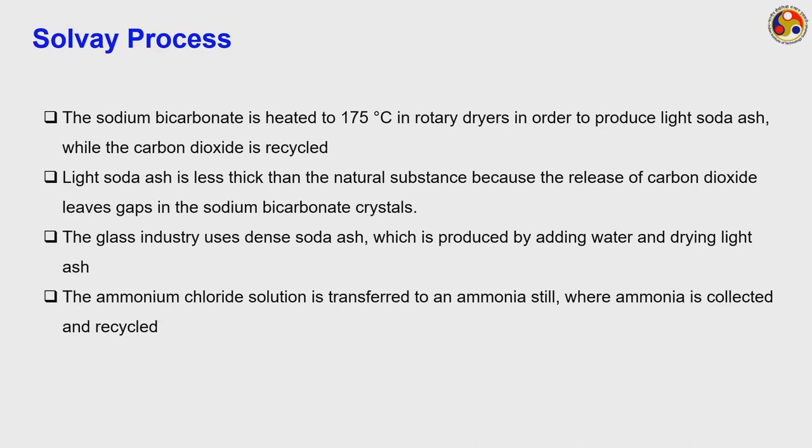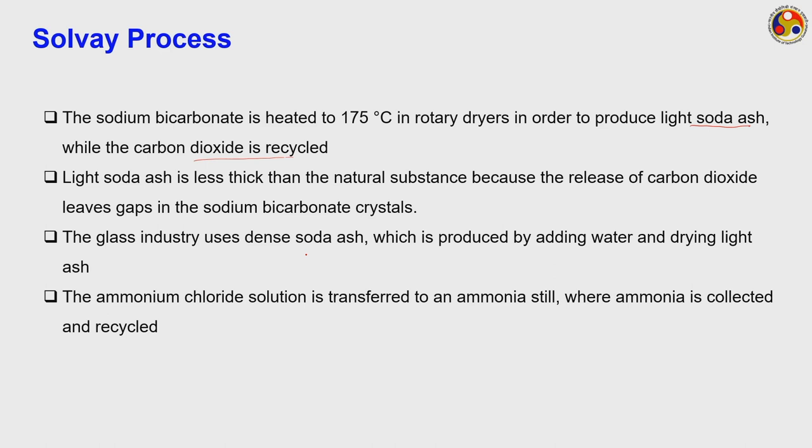The sodium bicarbonate in the last step is heated to 175 degrees Celsius in a rotary dryer in order to produce light soda ash, while the carbon dioxide is recycled. Light soda ash is less dense than the natural substance because the release of carbon dioxide leaves gaps in the sodium carbonate crystals. The glass industry uses dense soda ash, which is produced by adding water and then drying, giving a size similar to that of sand.